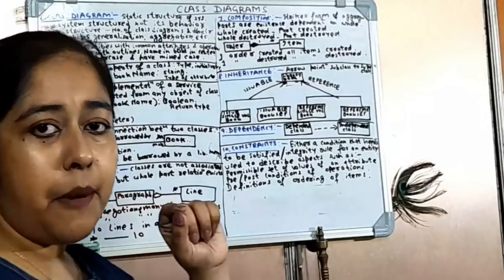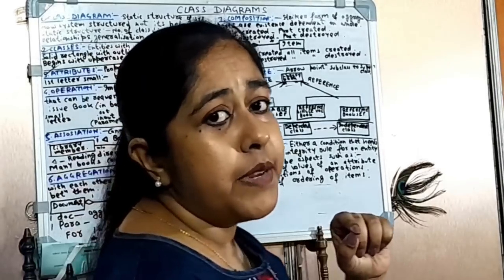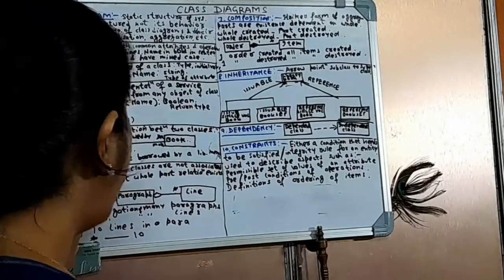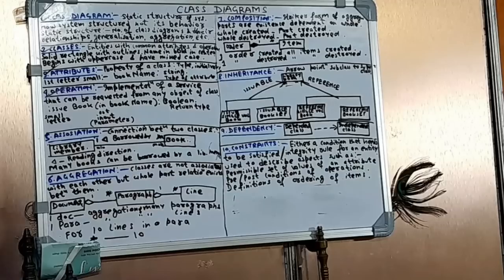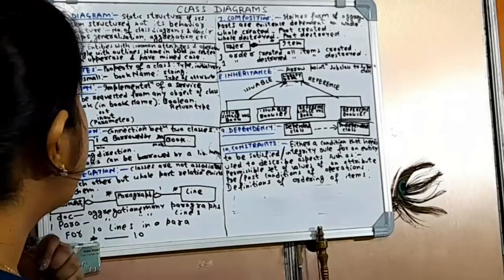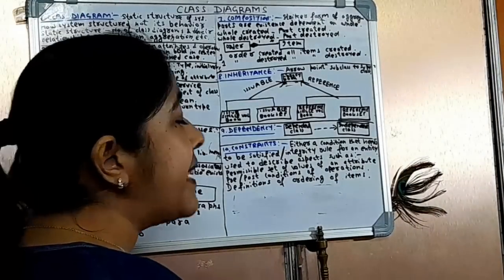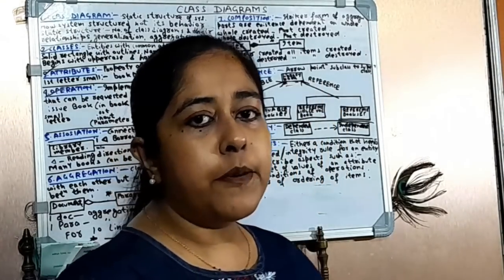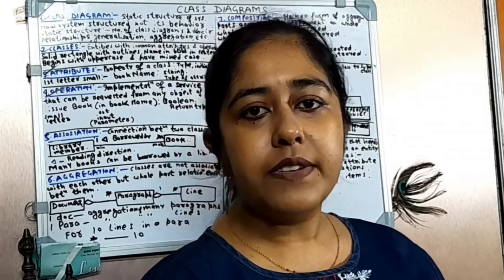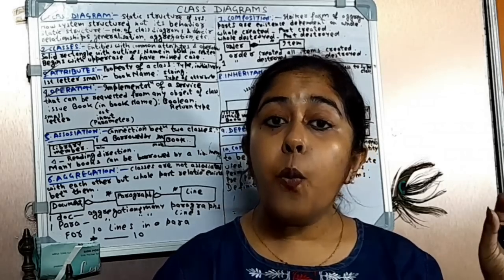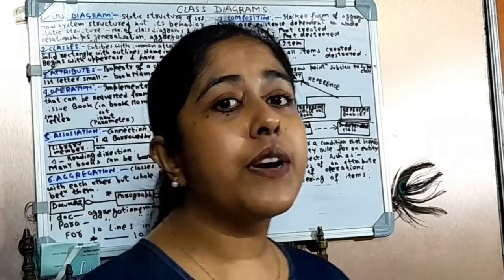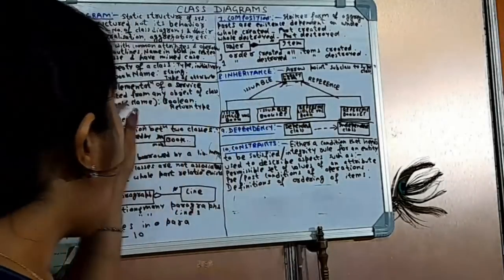Classes will begin with an uppercase letter and attributes will begin with a lowercase letter. Now the fourth one is operation, that is the implementation of a service that can be requested from any object of a class. Operation means what? Operation is obviously a service, whatever service you are going to give. So whatever implementation of a service, when it is called by an object of a class, that is called your operation.